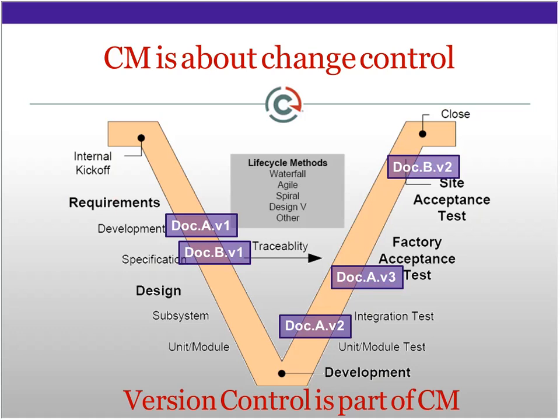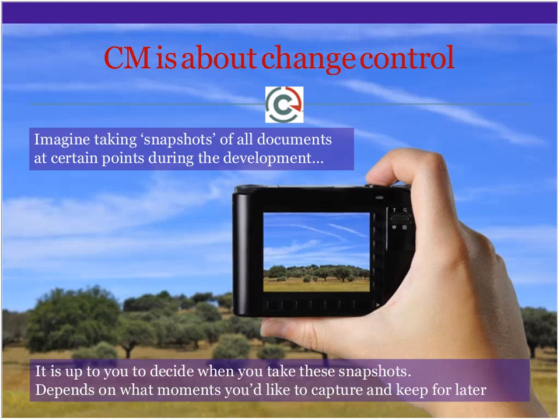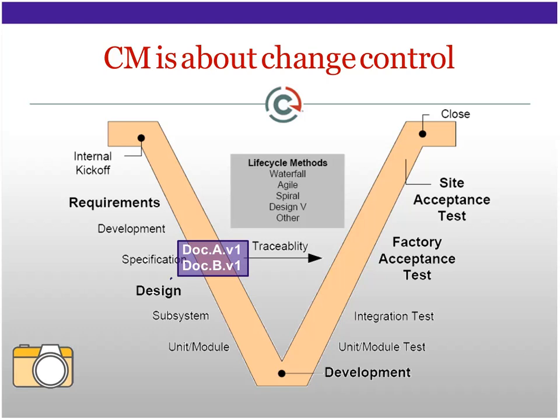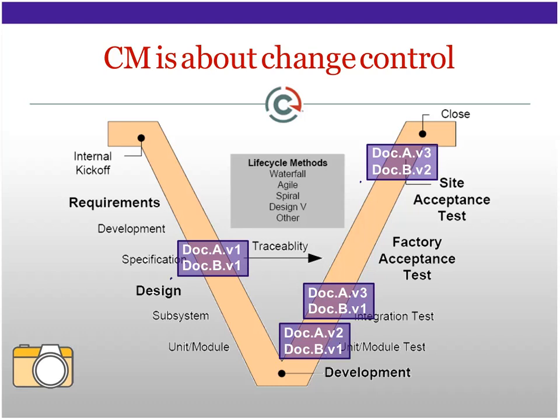Version control is part of configuration management, but not all of it. Configuration management is like taking snapshots during your system development. Like being on a holiday, you take snapshots of these moments you want to record for later. And it's up to you to decide when you take these snapshots. So along the system development path, there might be moments that you want to capture. During the requirements phase or development or factory acceptance or on delivery, these might be interesting for you to register as such.